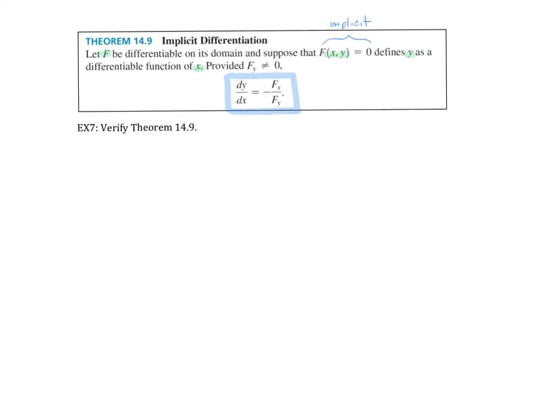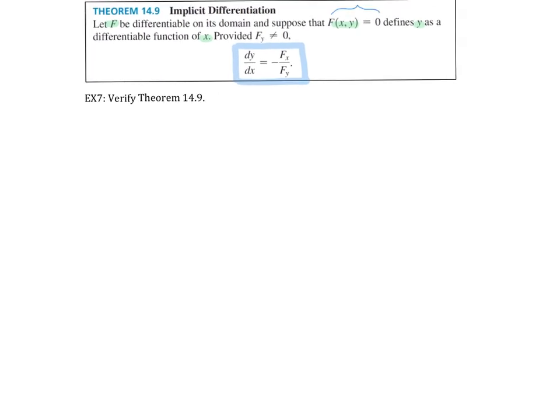We're going to verify this theorem by first drawing a diagram. Notice that my function f is written in terms of two variables, x and y. My function y is written in terms of the variable x. So this is what my tree looks like. So if I go from f to x, it's partial of f with respect to x, and then f to y would be the partial of f with respect to y. Y to x is single variable, so dy dx.